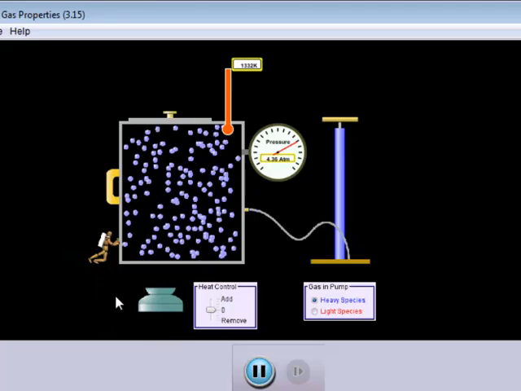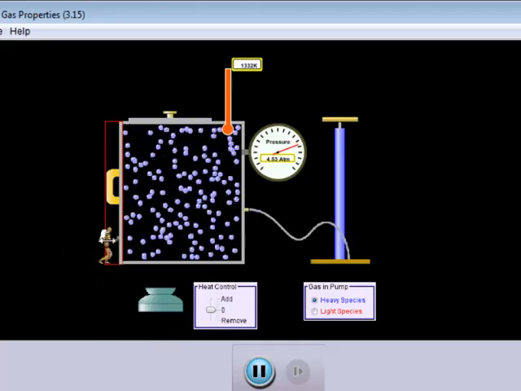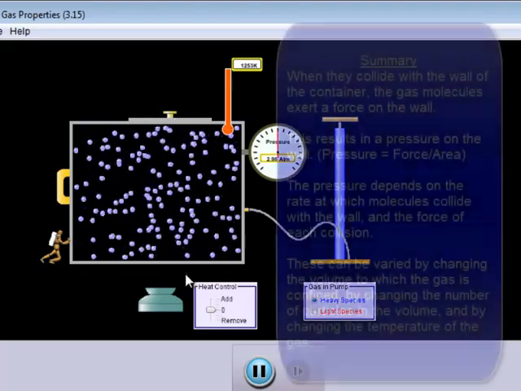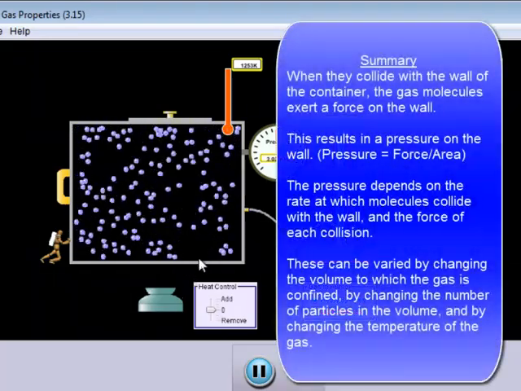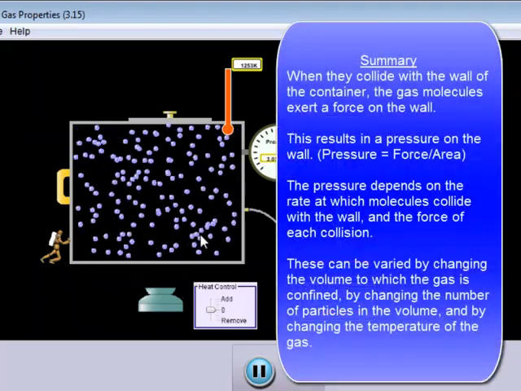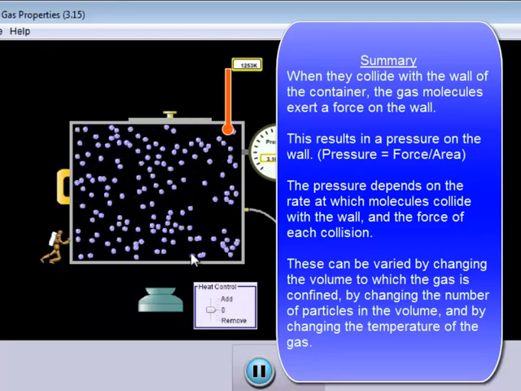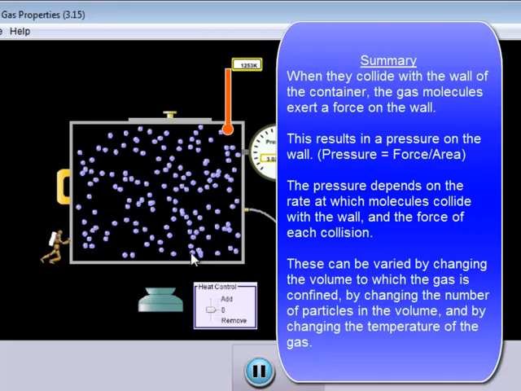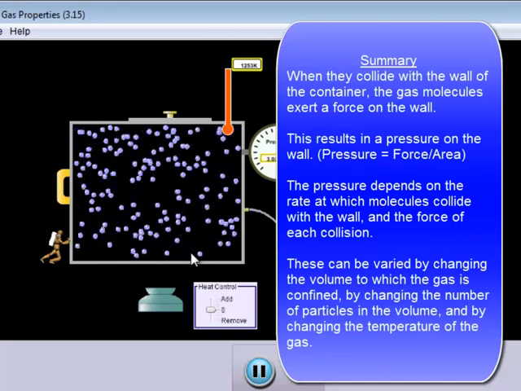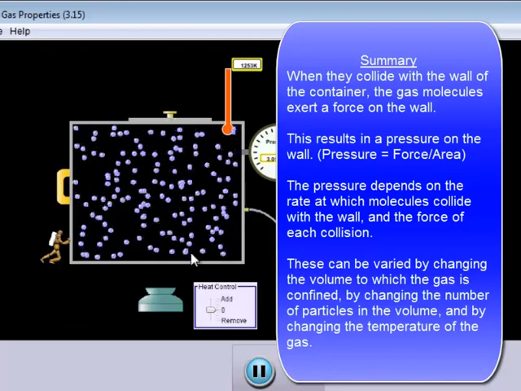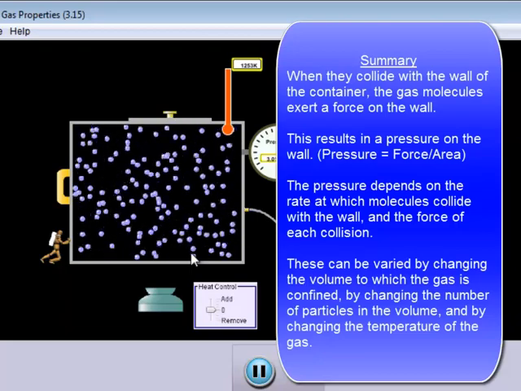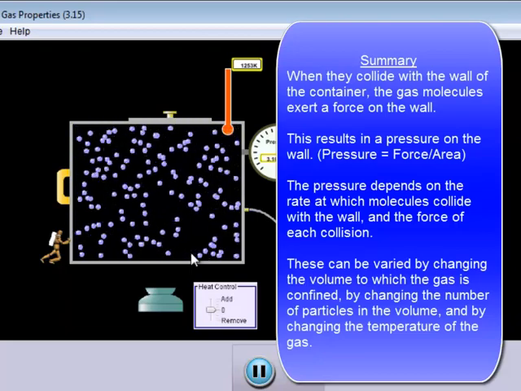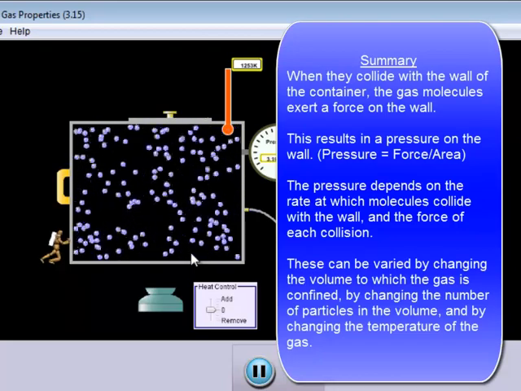So just to sum up, the pressure of a gas is determined by the force that the particles exert on the walls of the container of the gas, and the more collisions that we have per unit time between the particles and the walls, the greater the pressure will be of the gas.